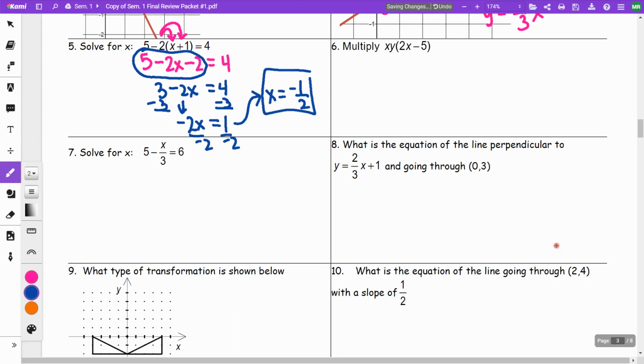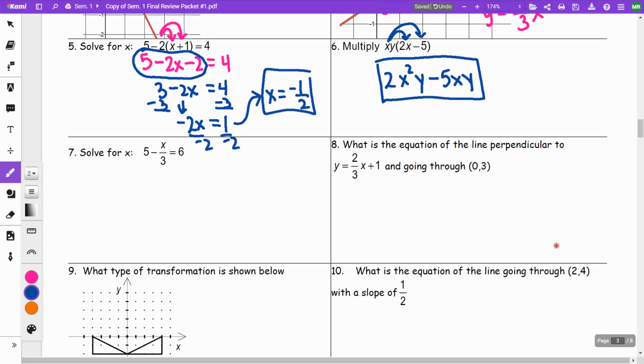On number 6, my xy is going to multiply with the 2x and with the 5. So I'm going to get 2. Now, an x times an x is an x squared, so it's going to be 2x squared y minus 5xy, and that's your answer.